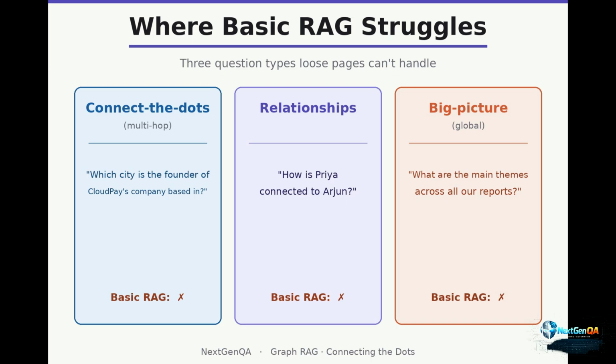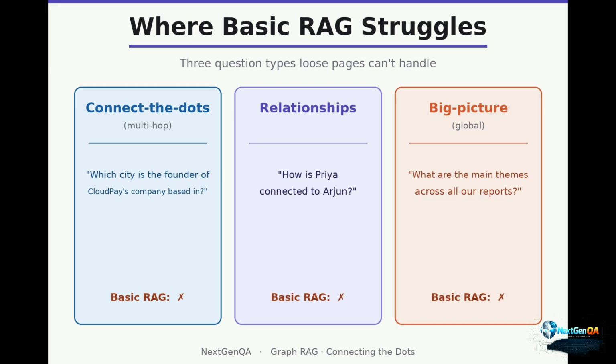Two, relationship questions. How is Priya connected to Arjun? The answer is not stated on any single page. It only exists in the links between pages. Basic RAG stores pages, not links. So it is blind to this.